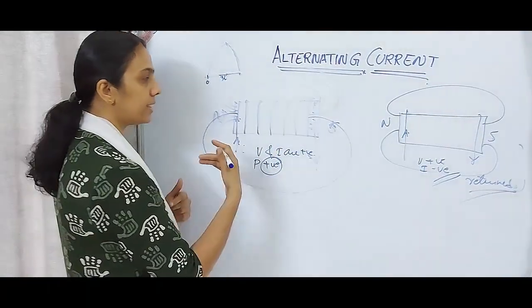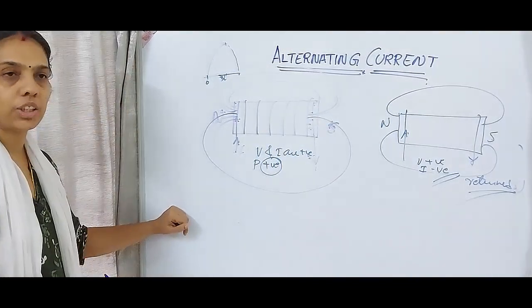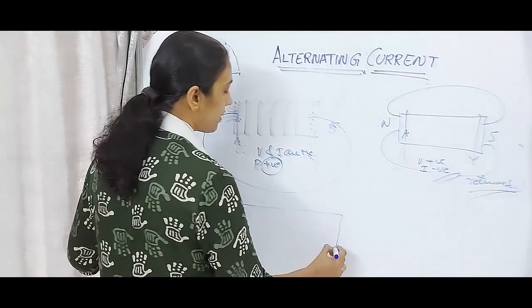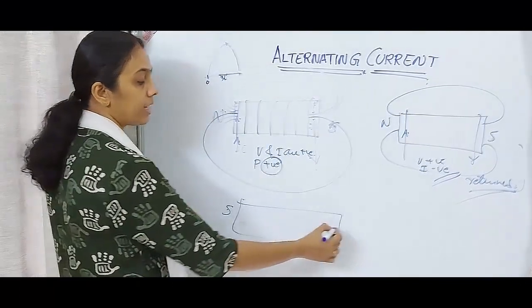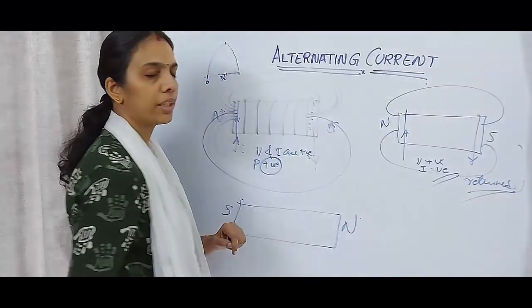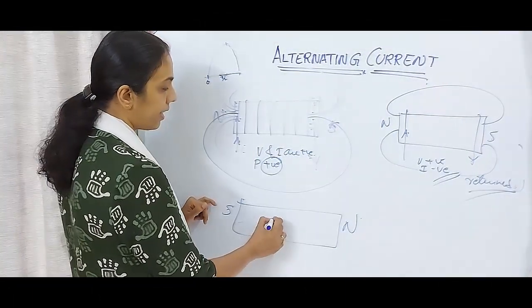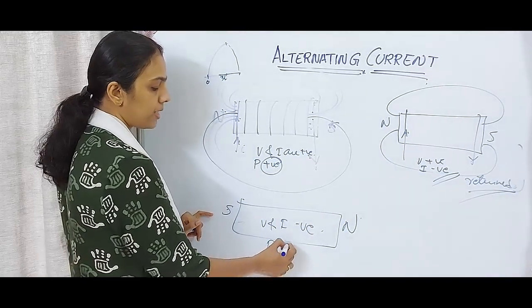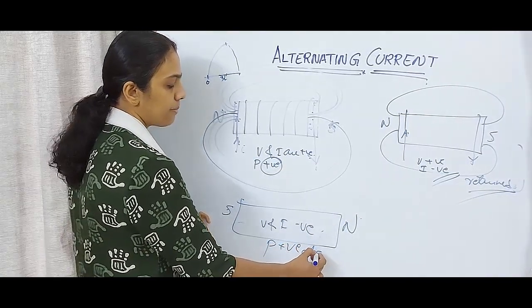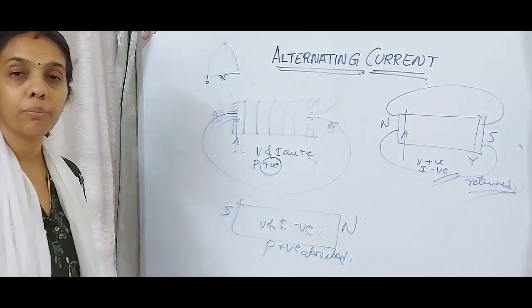Next, in the next half, what will happen? It will be moving in the negative direction. When the current is moving in the negative direction, what will happen? This side will become south and this side will become north pole, and here V and I will be negative. Then P will be positive only. Here also, energy is absorbed from the source. Total energy will be absorbed from the source.